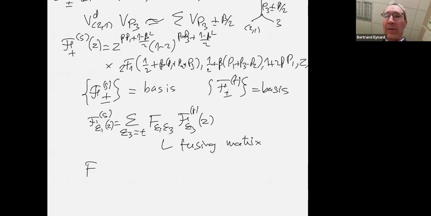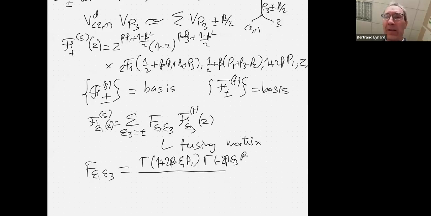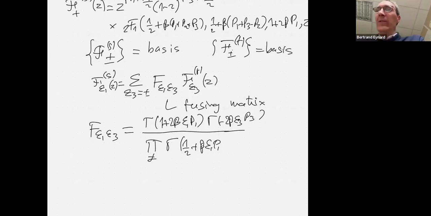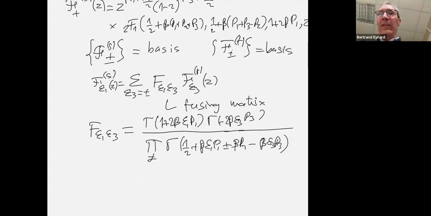So you have a gamma function, Euler gamma function, of 2 beta epsilon 1 P1, gamma of minus 2 beta epsilon 3 P3, divided by, well, it's a product here, product of a plus or minus of gamma of 1/2 plus beta epsilon 1 P1 plus or minus beta P2 minus beta epsilon 3 P3. So 2 gamma functions in the numerator, 2 in the denominator. So that's really standard. You find that in Wikipedia or wherever you want.